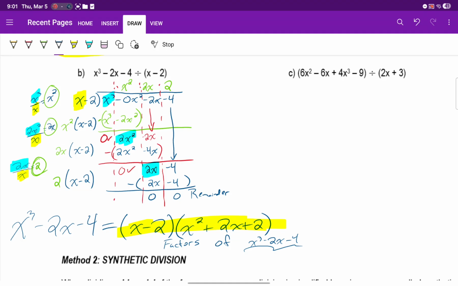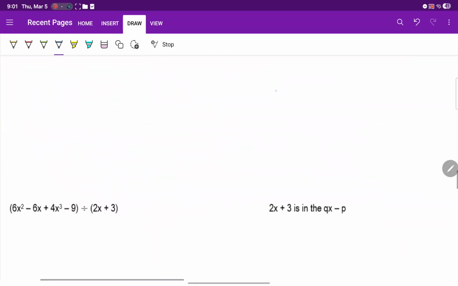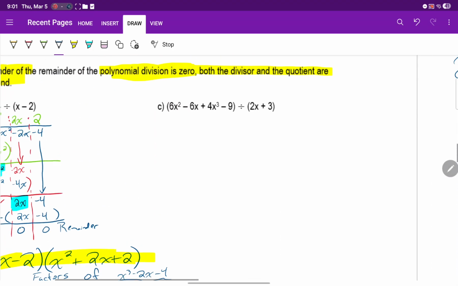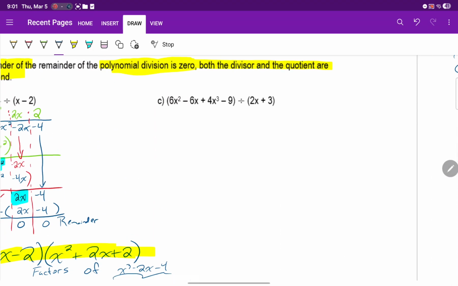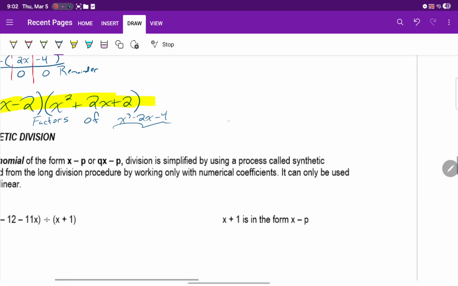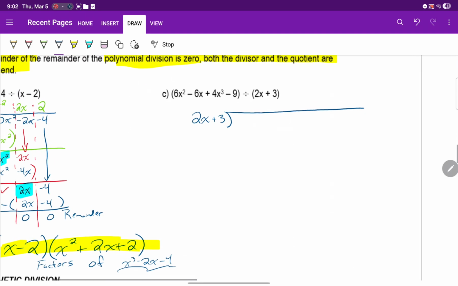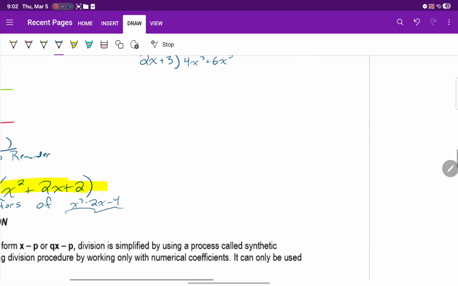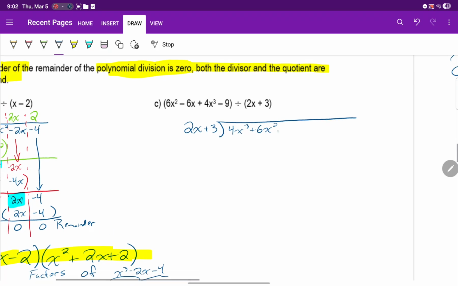With our next one here, I apologize, I hate when that happens. Let's get my color. So we're going to go 2x plus 3. I'm going to draw this out. We have 4x cubed plus 6x squared minus 6x minus 9.